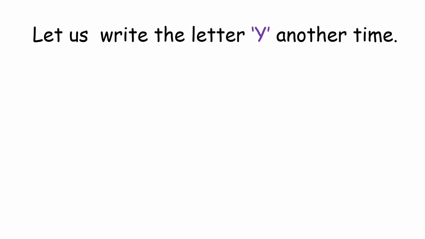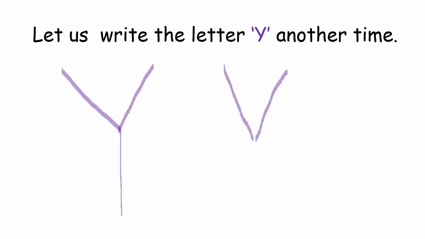Let us write the letter Y another time. We start from the top and we draw a slanted line to the middle. And then we go back to the top and make a slanted line the other way. Then we draw a straight line down. One more time. One, two, three. Very good.